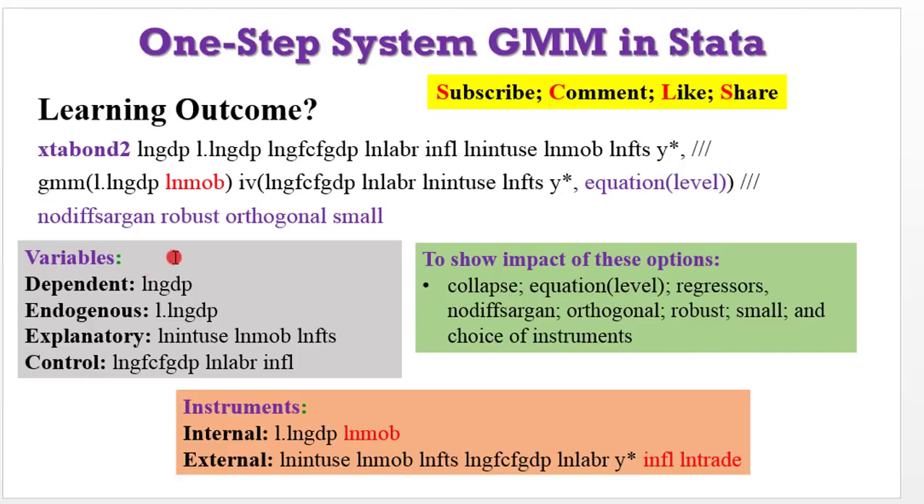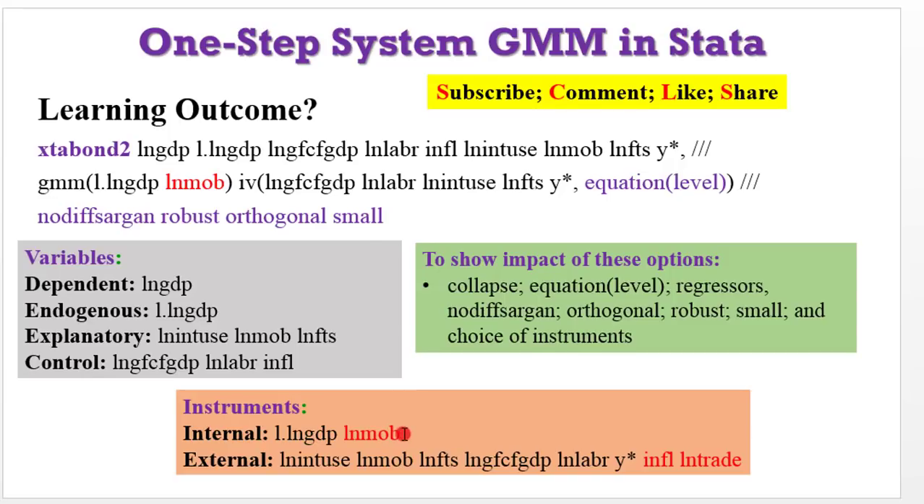And these are the classes of the variables in the model. The dependent variable is the log of GDP. The endogenous variable is the log of GDP. I have 3 explanatory variables and I have 3 control variables. In my instrument set, you can see the instruments are listed. I have an internal instrument, the log of GDP.